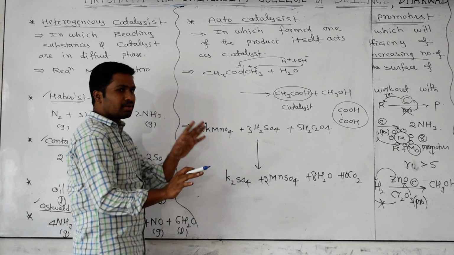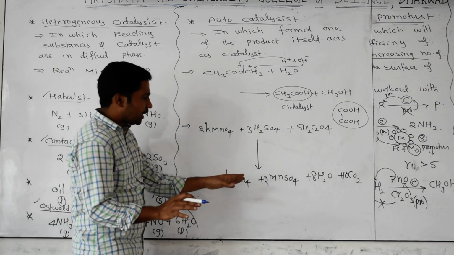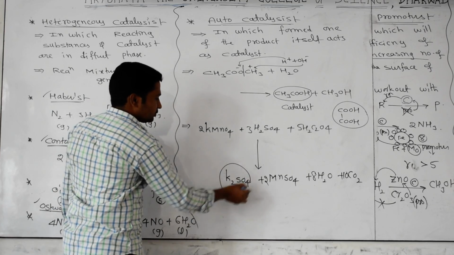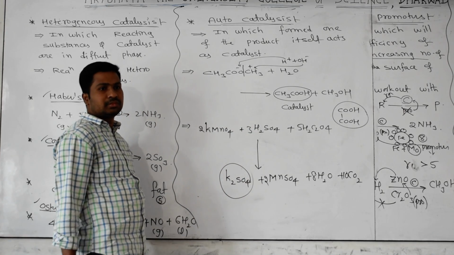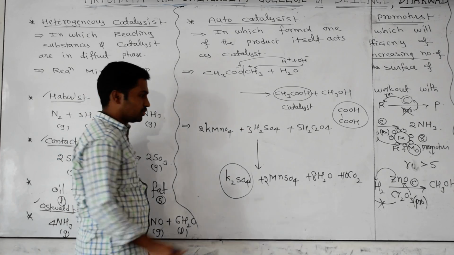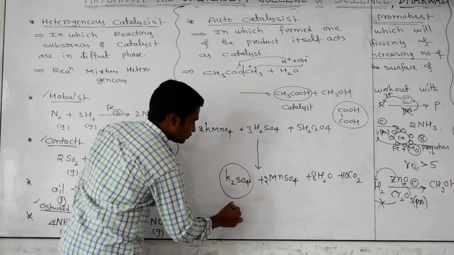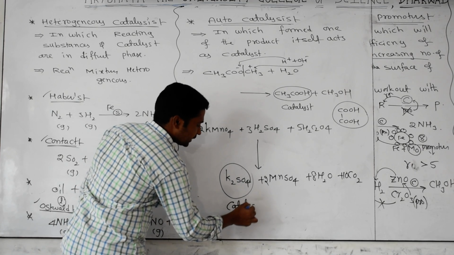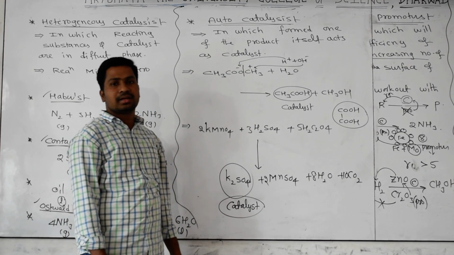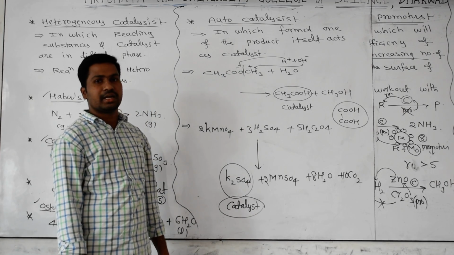In this reaction, from outside we are not adding any catalyst, but among the products, one of the chemicals itself is acting as a catalyst. What is that one? Mn2+ salt, MnSO4... that is, K2SO4 itself acts as a catalyst for this reaction. K2SO4 itself acts as a catalyst for the whole reaction. That's why it is called an autocatalysis reaction. Are you getting it or not?